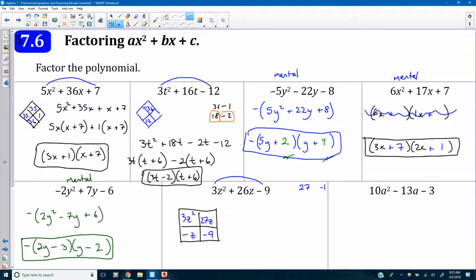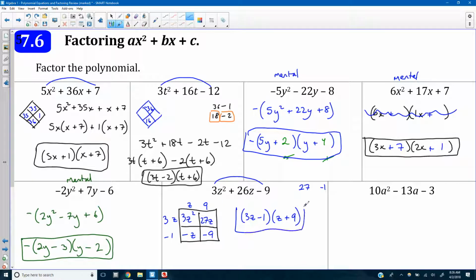So now what I'm going to do is find out what exists on the outside of these. Clearly this will have to have a z and a z. And where will the 3 go? The way where the 3 can multiply with one of these other two numbers. 3 can multiply with something to give me 27, a 9. Z can multiply with a -1 to give me a -z. And just for good measure, -1 times 9 is indeed -9. So this factors out to 3z minus 1 times z plus 9.